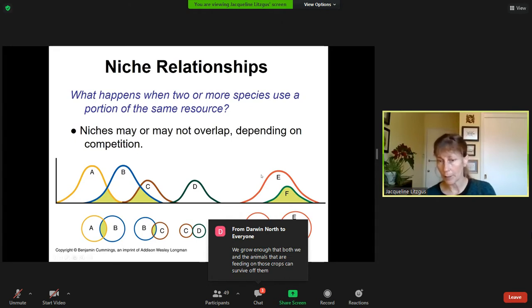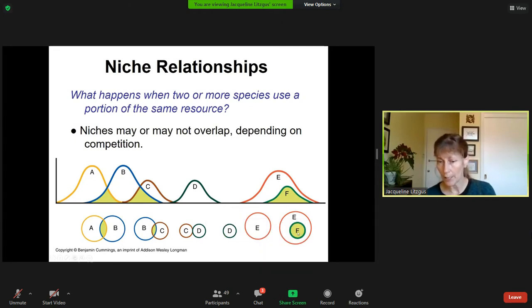And then if you look here at F and E, you see that F's niche is sitting right inside of E's niche, right? So F has a niche that's contained within the niche of E. So F is competitively superior to E, right? It can persist within E's niche as well. So this shows that F is the better competitor in this particular example.